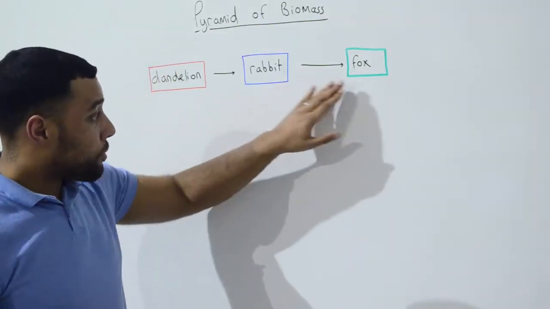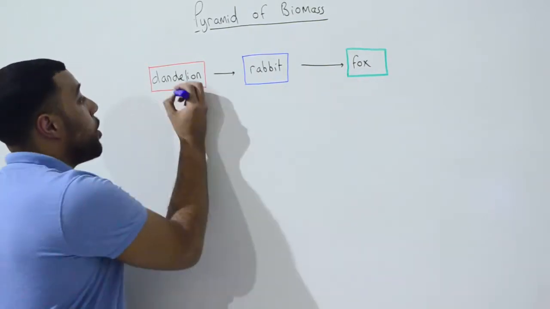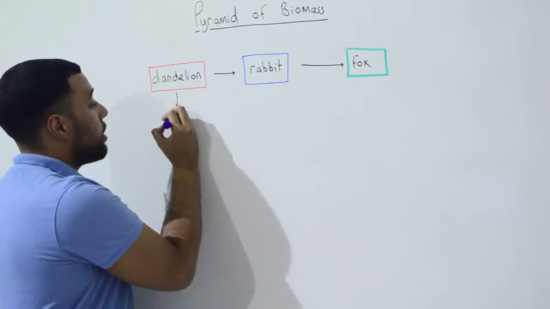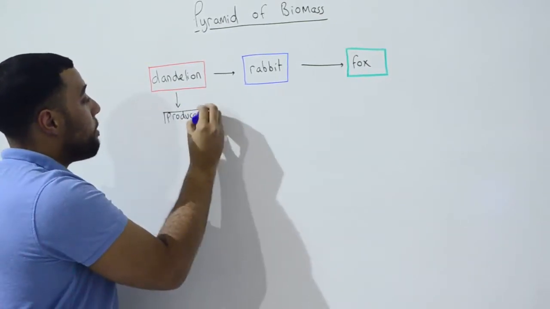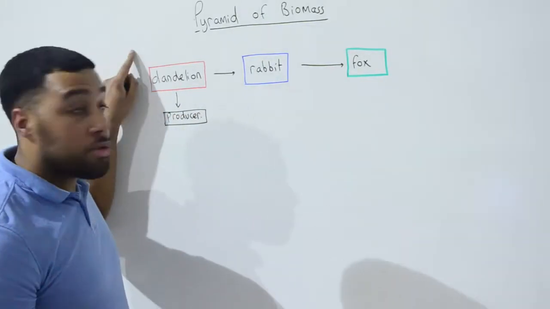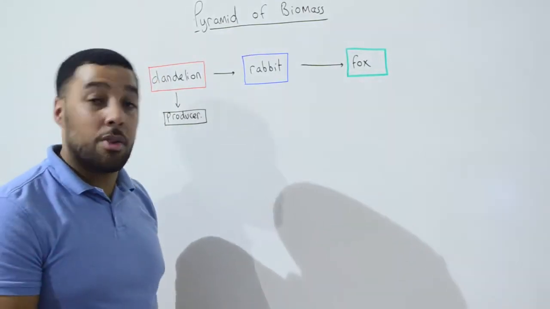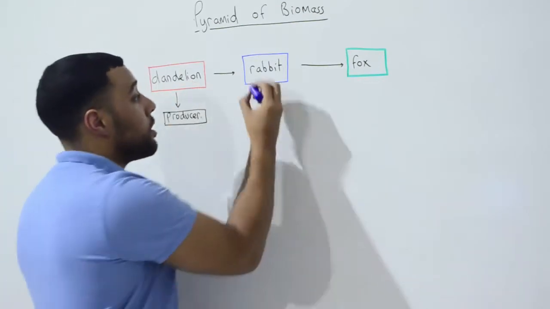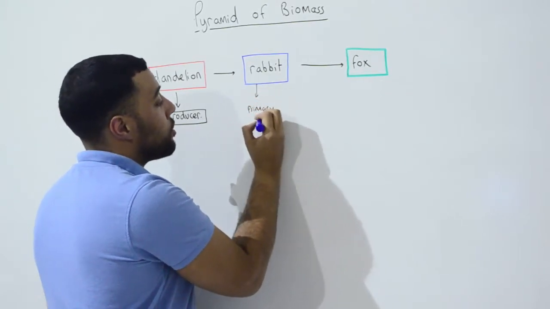But each stage of this food chain has a specific name. We have at the start of every food chain a producer. And this is usually a plant, because plants produce their own food. They use the sunlight to convert the energy into chemical energy. So it's producing its own food. Whatever eats the producer is called your primary consumer.